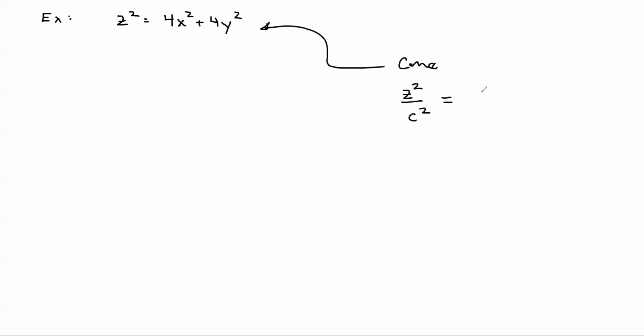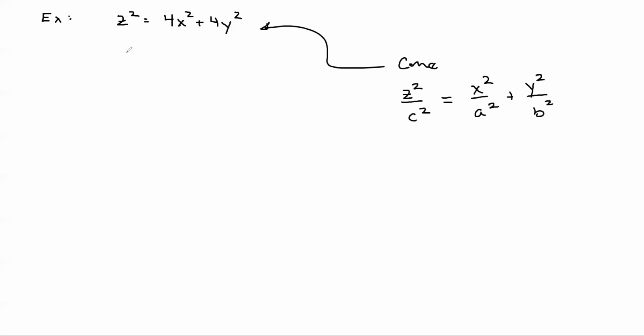Okay, last one. Z squared equals 4x squared plus 4y squared. This is a cone. How can you recognize a cone? The format for a cone is z squared over c squared equals x squared over a squared plus y squared over b squared.